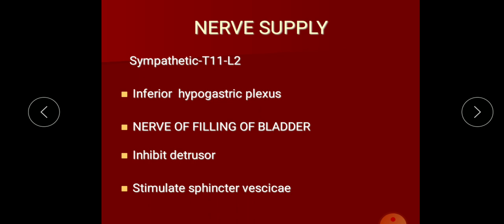So the sympathetic outflow is inhibiting the detrusor, which is the main muscle you find in the wall of the bladder. So what happens? Sympathetic innervation is mainly responsible for filling of the bladder, or in other words, it is described as the nerve of filling of the bladder.